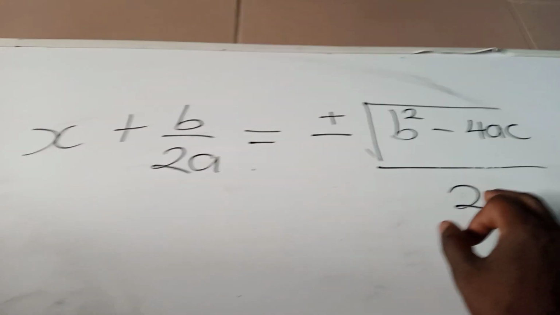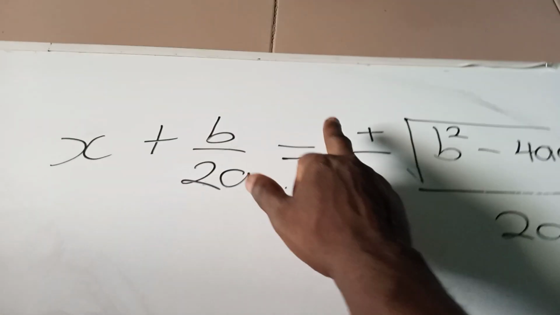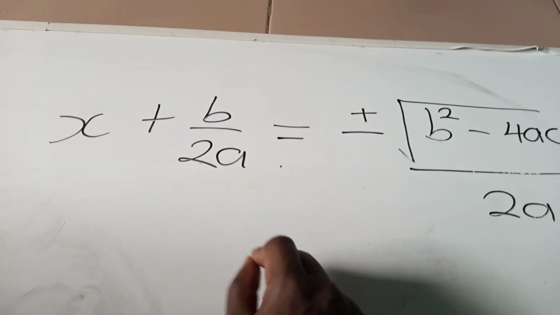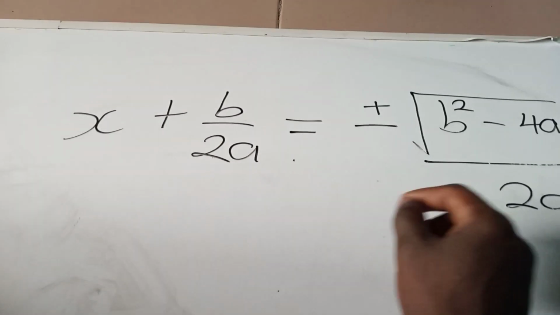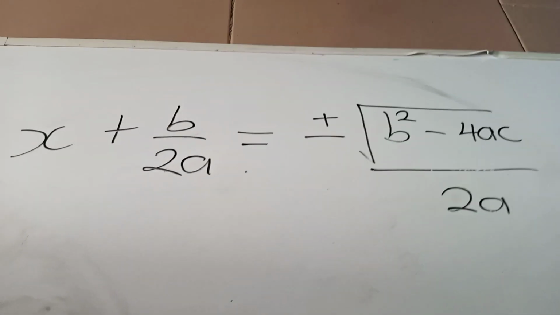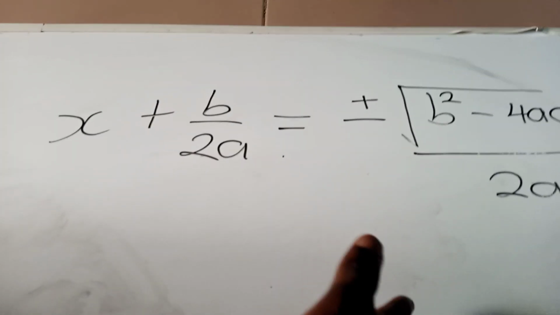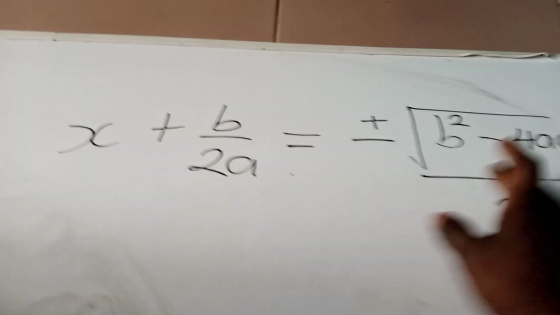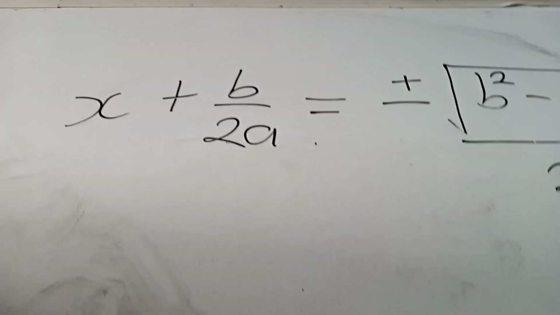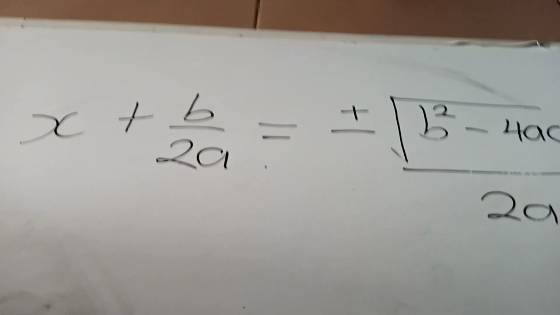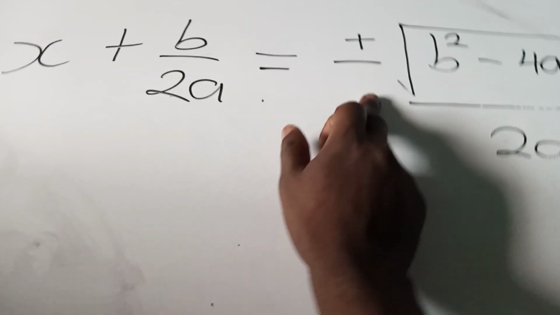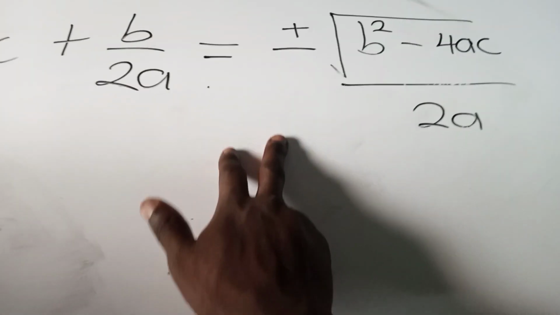And the reason you have a plus or a minus here is that when you square a negative number, the result will be positive, and when you square a positive number, the result will also be positive. So when you are taking the root of that same number, you don't know whether it is giving you positive or negative. So we presume that we can either get positive or negative. That's why we have plus or minus over here.